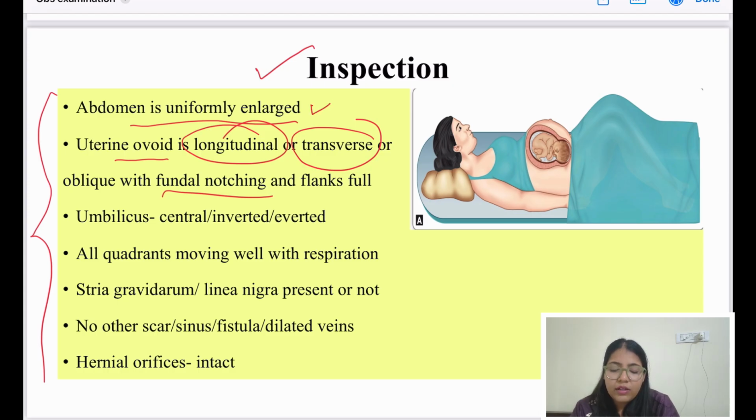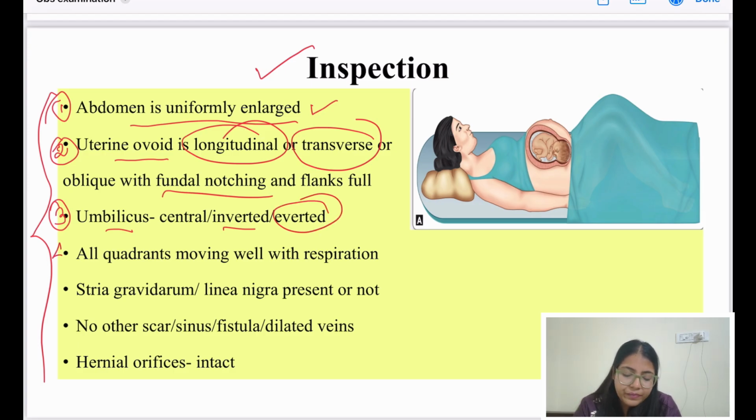So you look for if the abdomen is uniformly enlarged, then you look for the uterine ovoid. Then you look at the umbilicus, if it is central, inverted or everted. Towards the term time, it can be everted, and it can be flat also. Then you look if all the quadrants are moving well with respiration. You also look for the presence of striae gravidarum, like laterally there may be stretch marks, and then at the center there may be a hyperpigmented area which is called linea nigra. So you look for the linea nigra and the striae gravidarum.